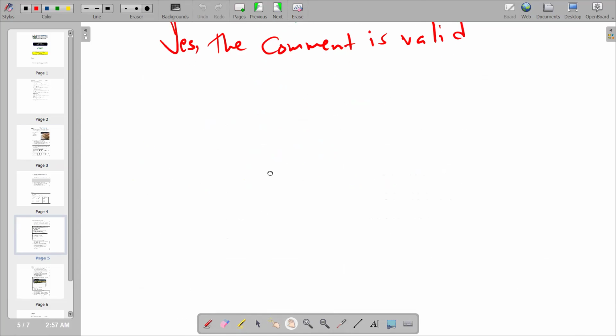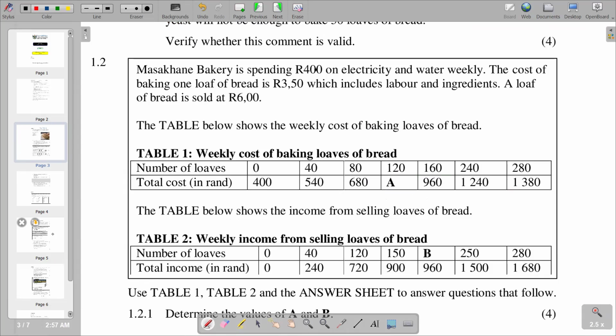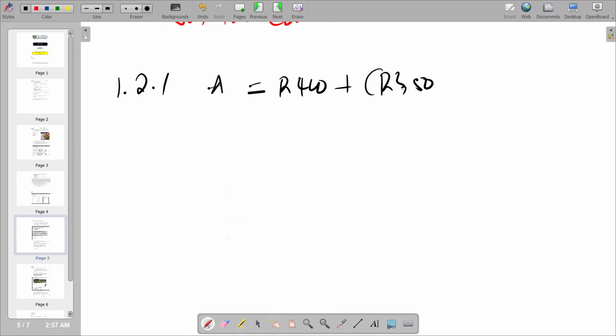We can express it in such a way that we say this is going to be 1.2.1, whereby we are calculating A. Remember, we are saying A is equal to 400, which is the fixed cost, plus 350 times n, which is going to be the number of loaves.